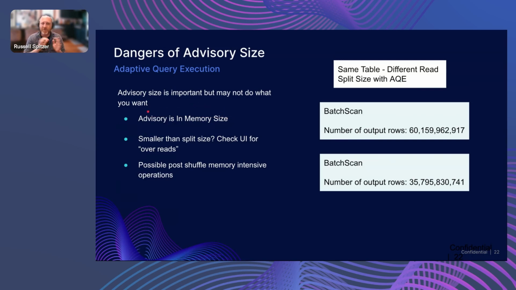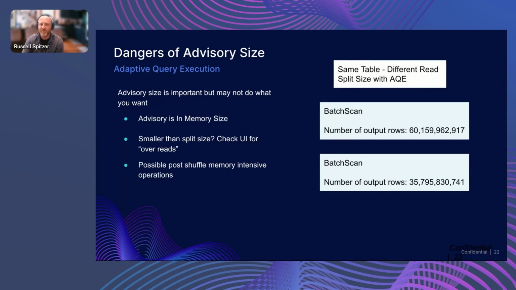So we have a few weaknesses here. One is that this advisory is the in-memory size. And secondly, the advisory partition size is going to apply to all joins that are performed within your Spark session job. This can be a big problem if, for example, our read split size is much smaller than our advisory partition size. Spark might start doing certain things like double reading data sets because it knows that it only wants a certain amount of data in each partition.